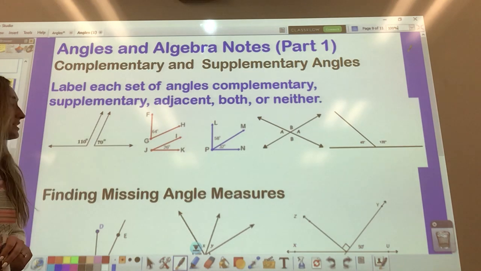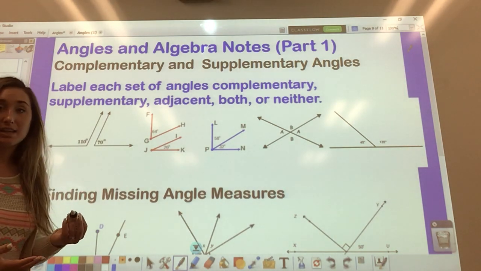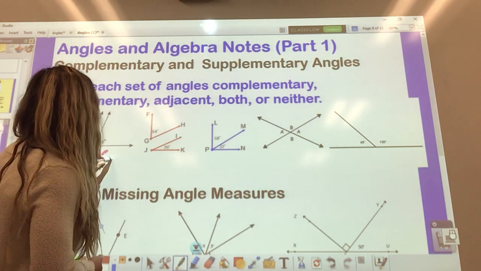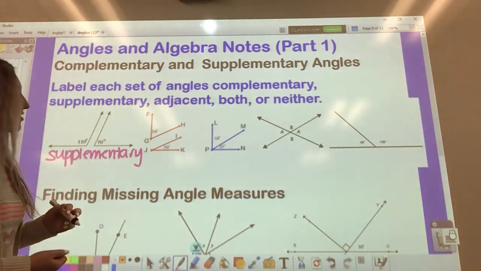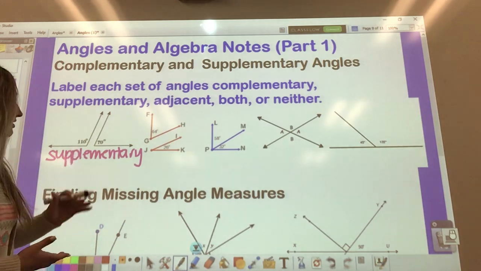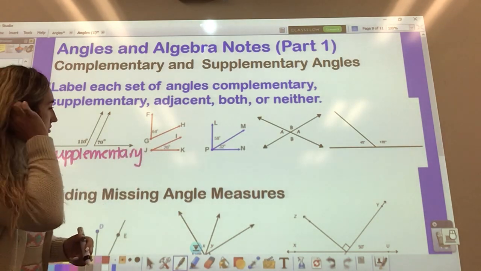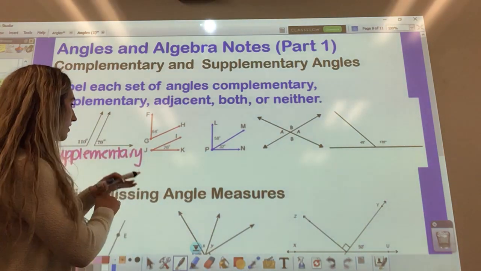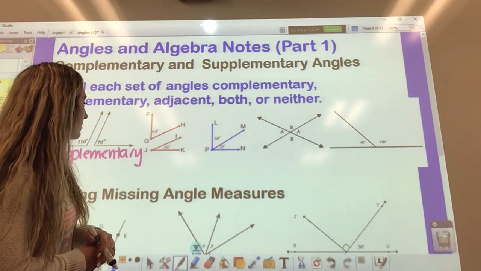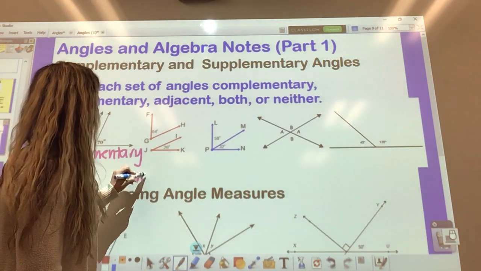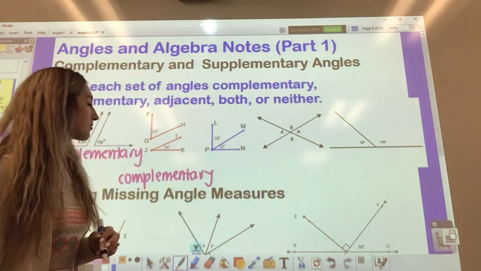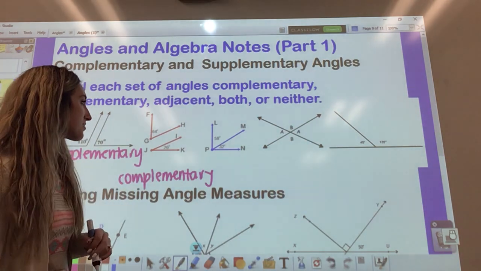So these sets of angles, 110 and 70, those add up to 180, making them supplementary. And they're not connected. They don't share a vertex and a side, so they're not adjacent. They're just supplementary. These two are also not adjacent. They're two separate angles, but they do add up to 90 degrees, making them complementary. 64 plus 26 does add up to 90, so these would be complementary. And if you want to abbreviate to comp and sup, I'm okay with that.